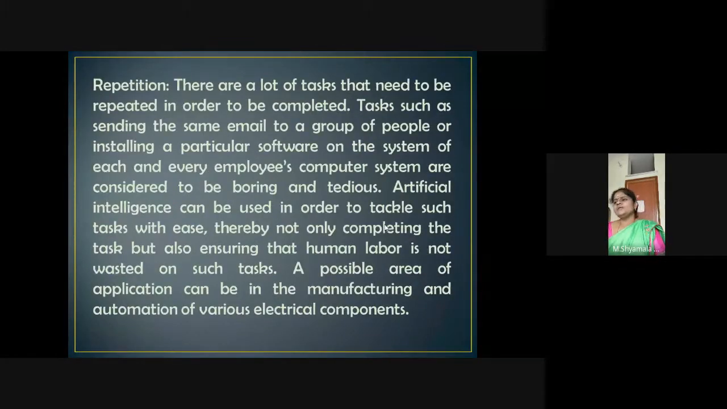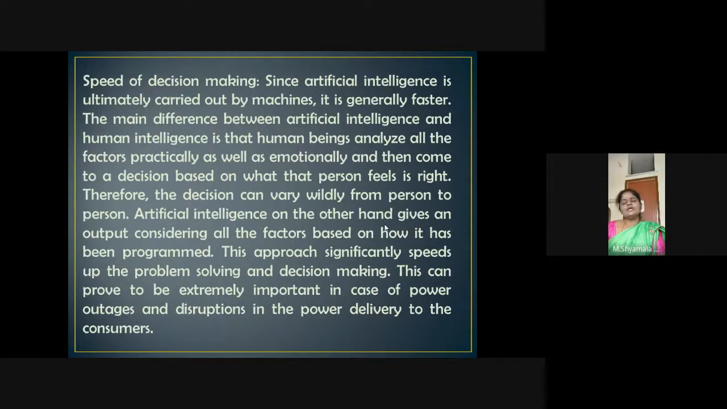The next one is repetition. Of course, repetition is boring and very tedious for a human being, but artificial intelligence is able to do it as many times as needed so that human time will not be wasted by repeatedly doing the same process. Next is the speed of decision making.